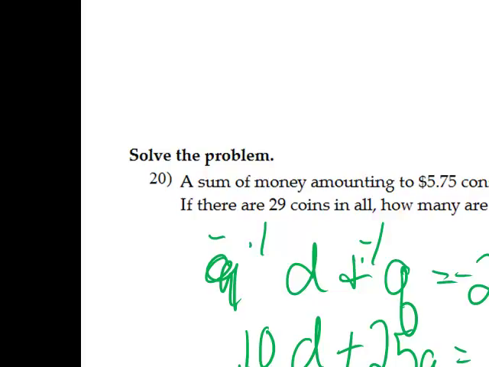and add them together. The dimes are eliminated. 0.15q equals 575 minus 290 is 285. Divide both sides by 0.15. And you get 19. So there's 19 quarters and 10 dimes. Next one.